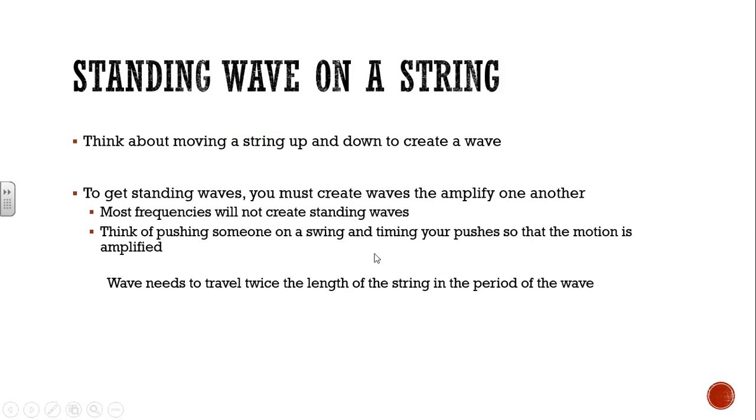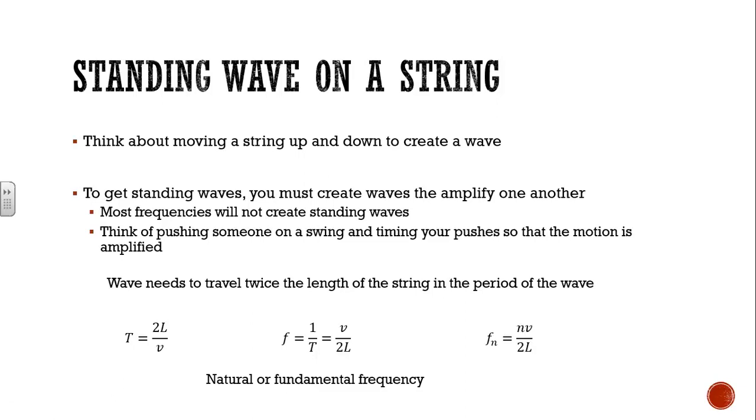So if we think about what needs to happen in order for this to be true, the wave needs to travel twice the length of the string during the period of the wave. That's because your wave needs to go down and back. So your period has to be 2L divided by v, the speed. And your frequency, if you flip that around, should be v over 2L. So this would be the fundamental, the lowest possible frequency. This is the fundamental or natural frequency.